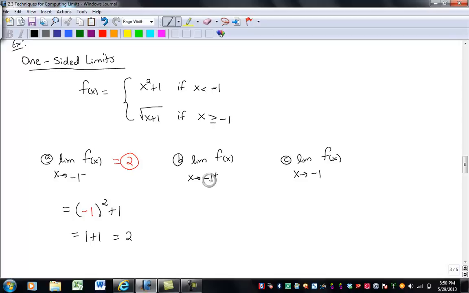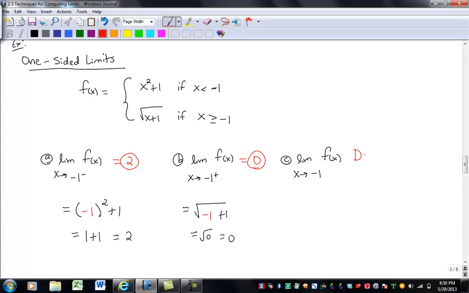The second one asks for the right-hand limit. The limit of f of x as x approaches negative 1 from the right. Well, when I'm approaching negative 1 from the right, I'm bigger than negative 1, so I'm going to have to use the function square root of x plus 1. So I'm going to plug in my negative 1 for x underneath the square root. And this is the square root of 0, which is 0. So the left side limit is 2, the right side limit is 0.